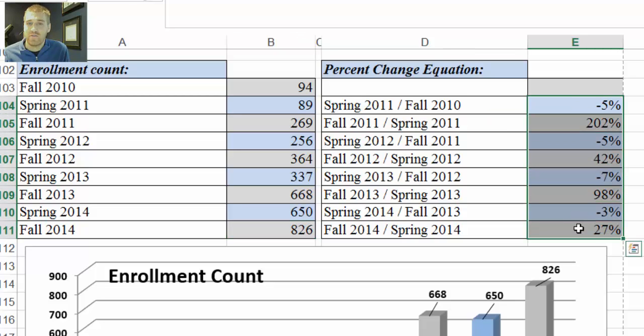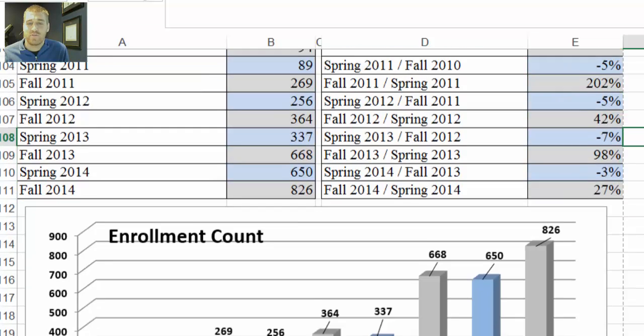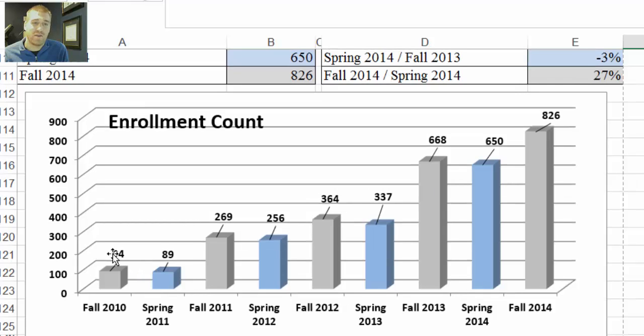This column over here is for the numbers people. This shows the percent change from one count to the next. For those who are visual people, we have a graphical display down here. This will show your trends. So you'll see that the school has been growing at a pretty rapid pace.